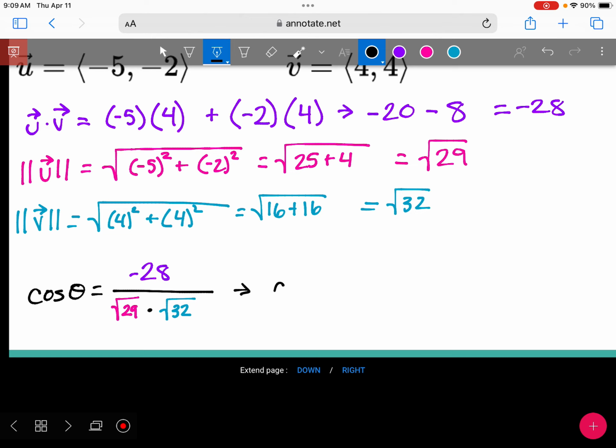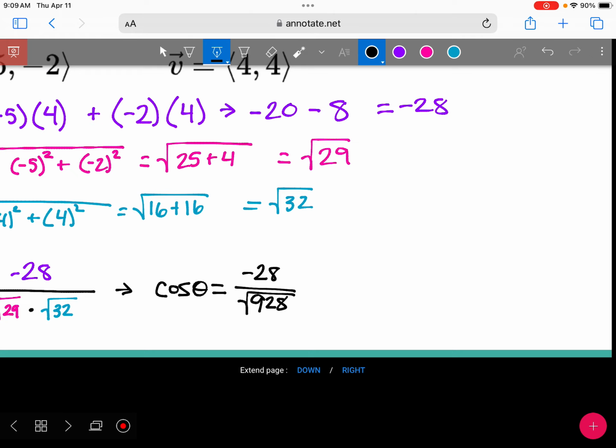We can simplify this a little bit just to make our lives easier when we type things in. A negative 28 over the square root, and we can do 29 times 32, because if they're under the square root, we can multiply them together. 29 times 32 is 928. So what can we do to get theta? Inverse cosine, arc cosine.